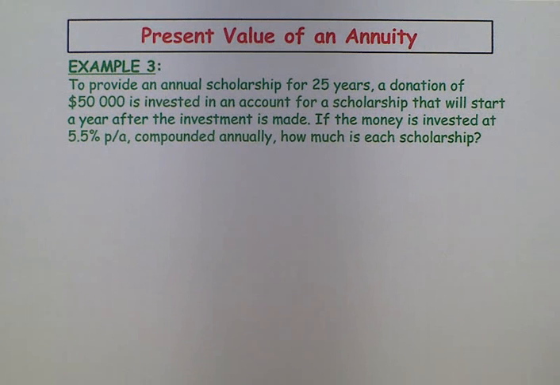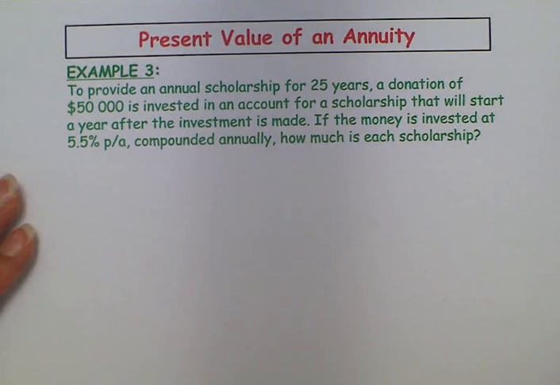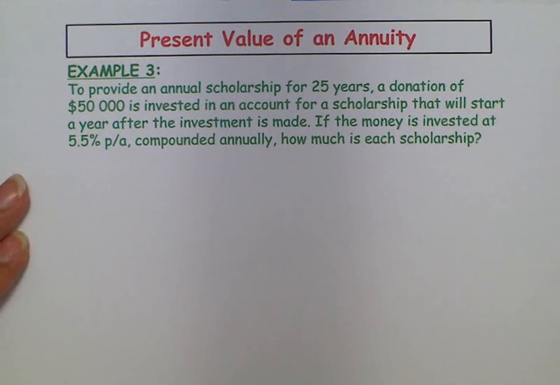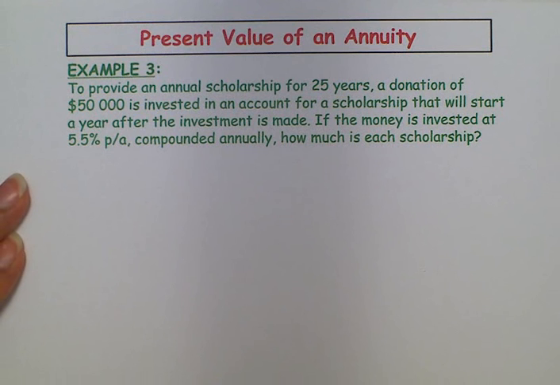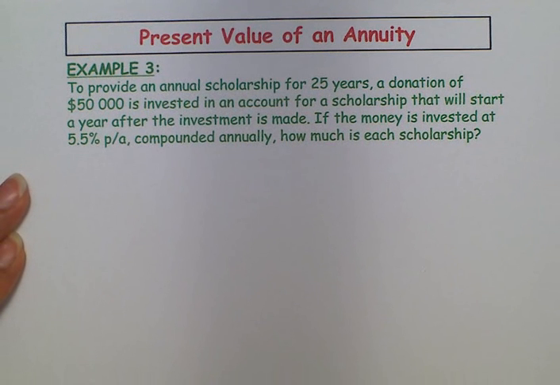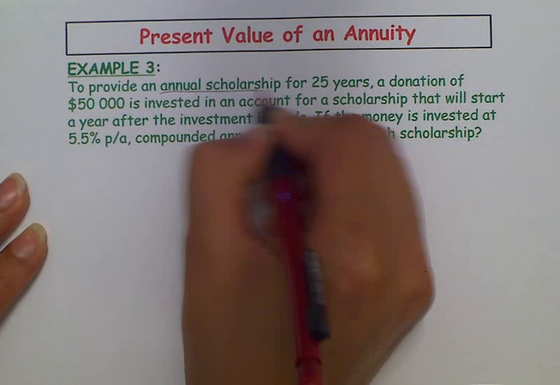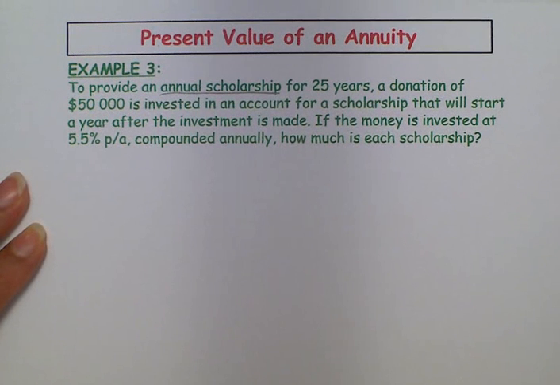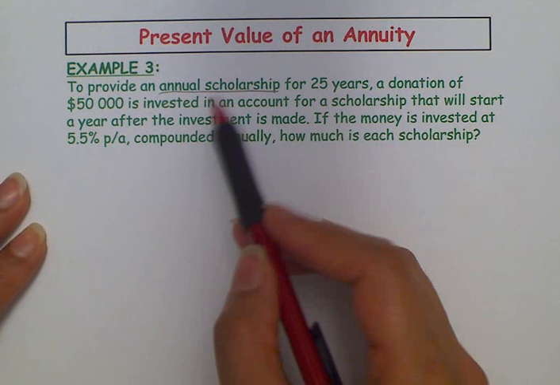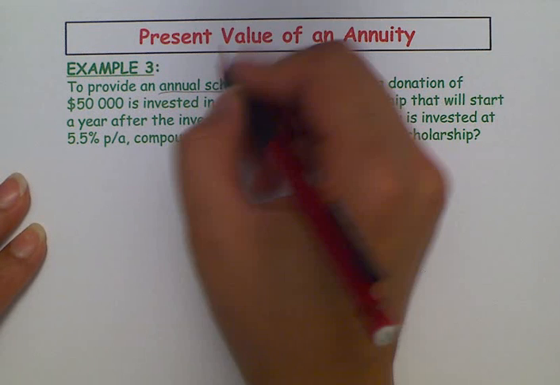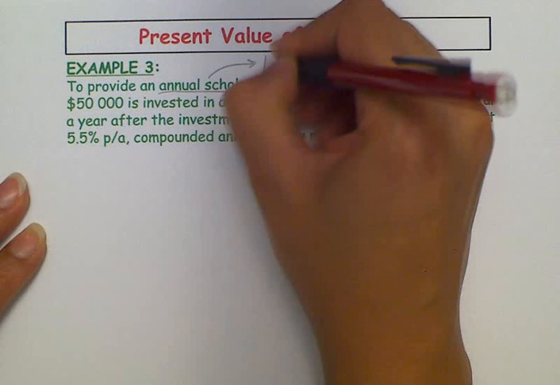So, is this an annuity or is it just a compound interest present value type of problem? Well, if there are regular payments or withdrawals being made, it would make it an annuity. So let's see if there is any indication that it might be an annuity. It says to provide an annual scholarship. Annual scholarship indicates that every year there will be money given to someone. And so this indicates to me that this must be an annuity. Every year a scholarship is going to be given.